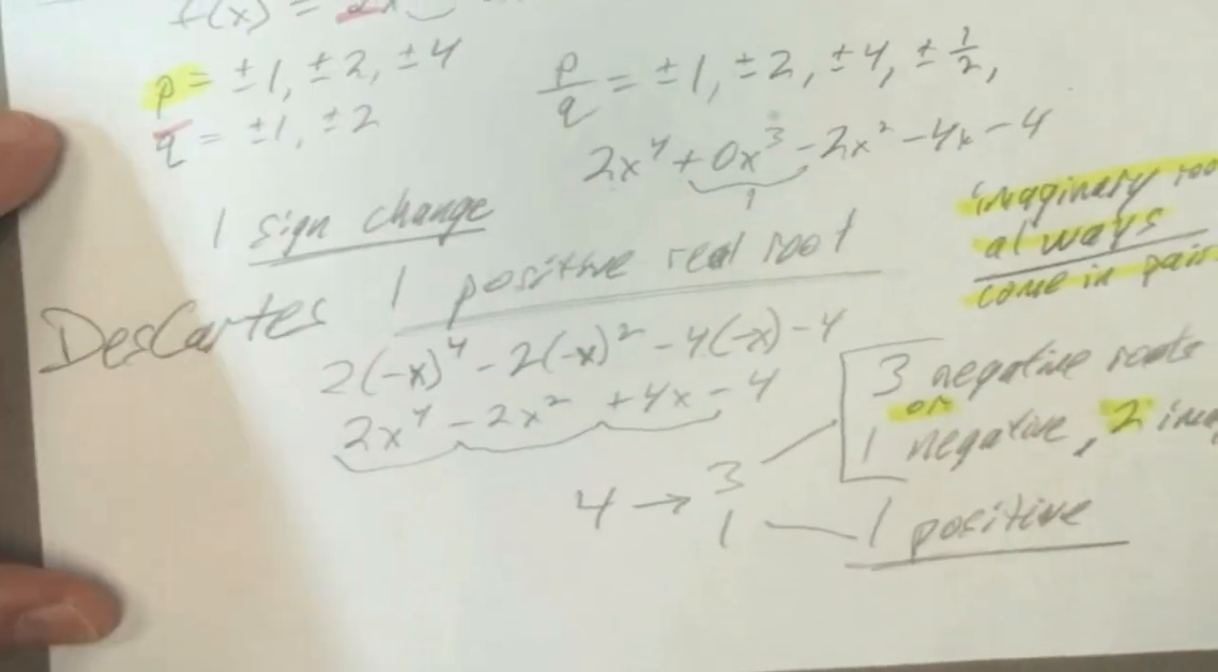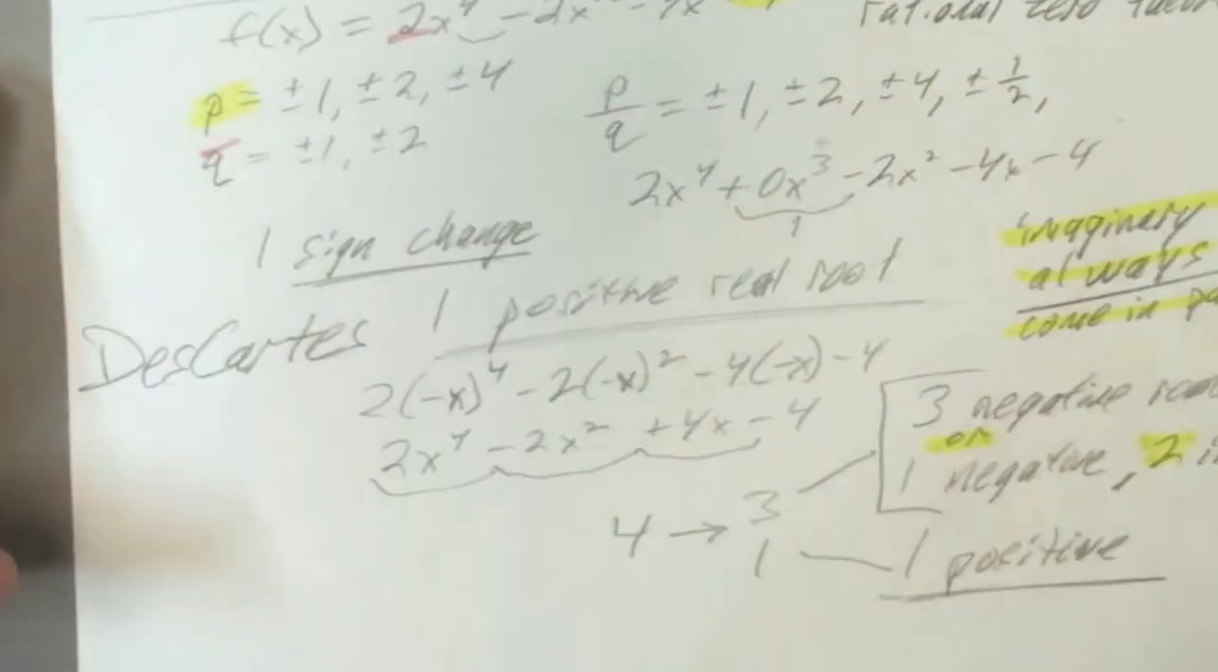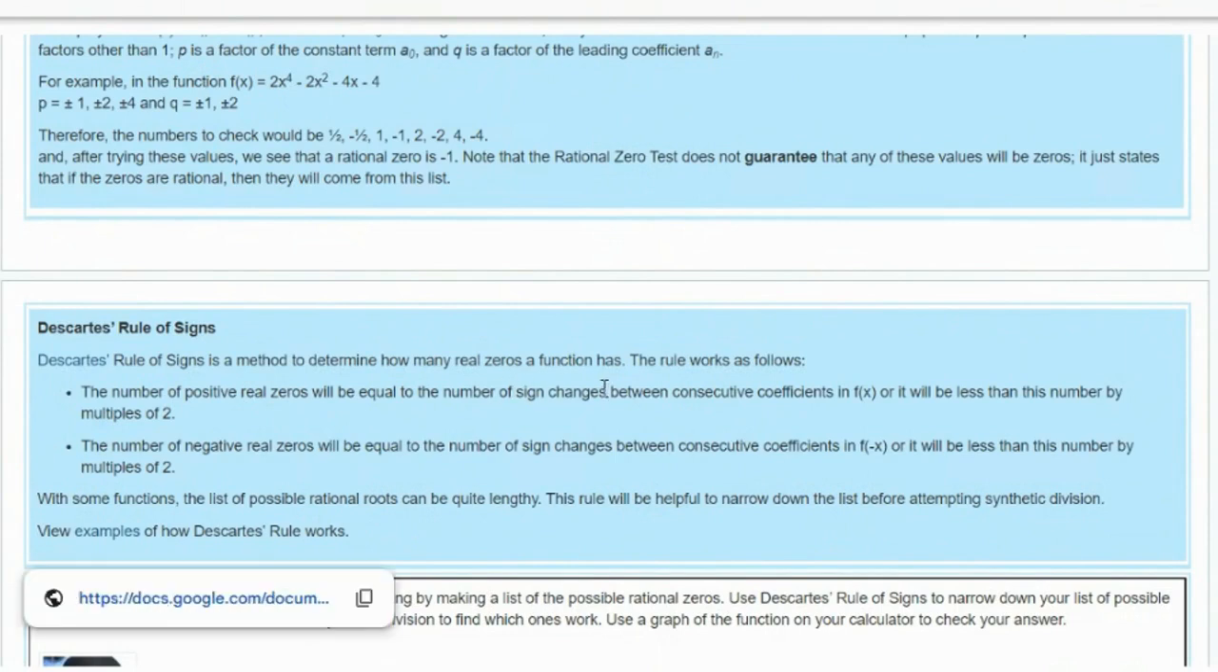Descartes' rule of signs says check how many times the sign changes. And it goes over that here in the lesson. The number of positive real zeros will be equal to the number of sign changes between consecutive coefficients, or it will be less than this number by multiples of 2. Now you know why it's multiples of 2, because that means it could be imaginary. The number of negatives will be equal to the number of sign changes between consecutive coefficients when you substitute negative x in. So here are some examples.